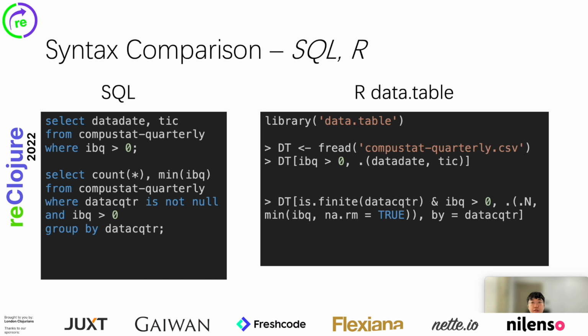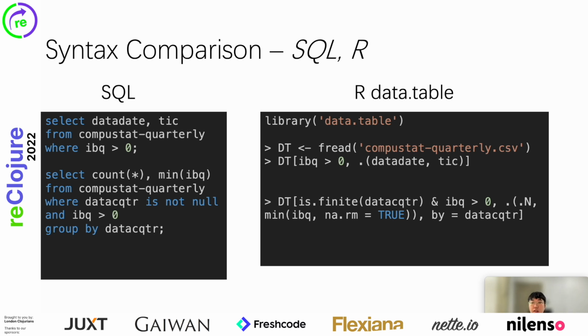The learning curve of Clojask should also be flat. And here is a syntax comparison between SQL, R, and Clojask. In SQL, you can have this simple query statement. You can select 2 columns from this data table, and there's this corresponding R data table implementation of the same logic using the square bracket syntax format.